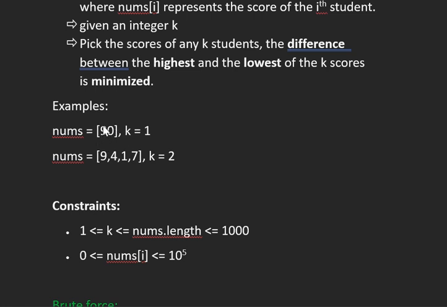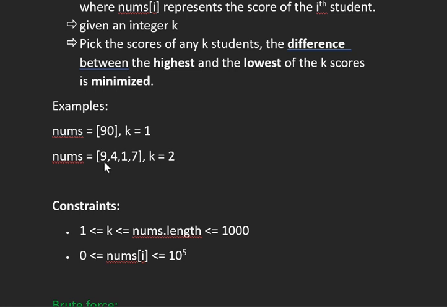Suppose here only one student is there, so minimum will be 90 and maximum will be 90. So it will be 0. In the next case, here nums is [9,4,1,7] and k is equal to 2. So we have to pick two students at a time, and we have to take the difference between the maximum and minimum, and at the end we have to return the possible minimum difference that we can achieve.